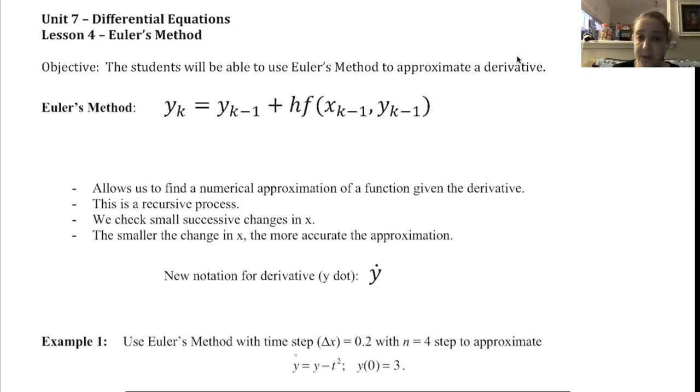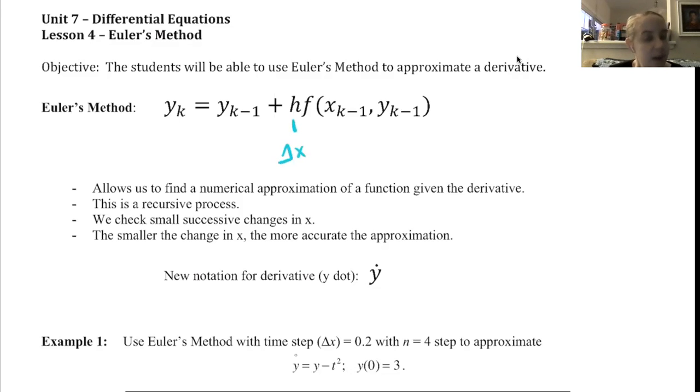So I have a formula for you to memorize. y sub k equals y sub k minus 1 plus h times f evaluated at x of k minus 1 and y of k minus 1. That is a mouthful. A couple notes. This h I have also seen written as delta x, which means the change in the x value.